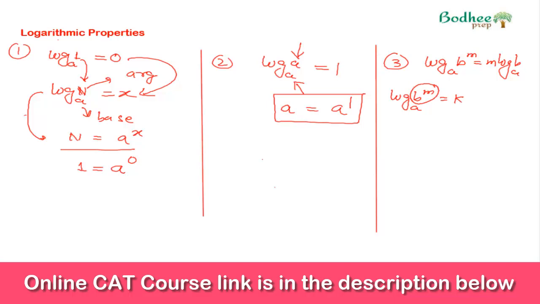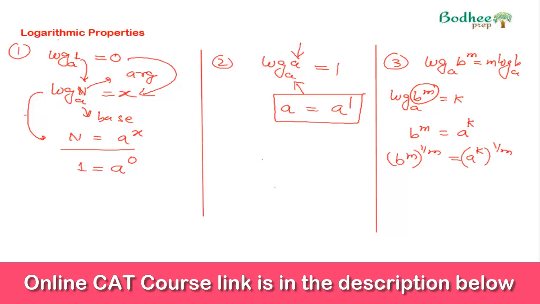So we can say that if I want to find the argument, then b to the power m would be equal to the base to the power k, right? Now let us take the mth root on both sides. That is, we are raising to the power 1 by m on both sides. So this is b to the power m whole to the power 1 by m, and here also it will be a to the power k whole to the power 1 by m, right?